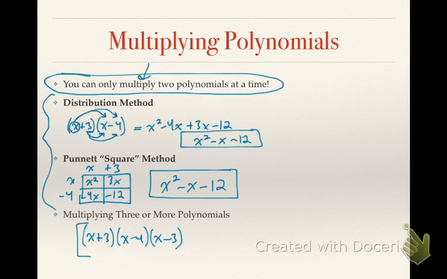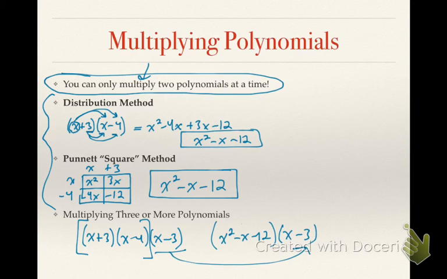Typically it's maybe the first two, or you can group the last two, or you can group the first and the last. It depends which is easiest to solve this particular problem. But you'll always group them by 2, multiply those two together. As we saw up above, this would give us x squared minus x minus 12. And then we multiply that with our next polynomial.